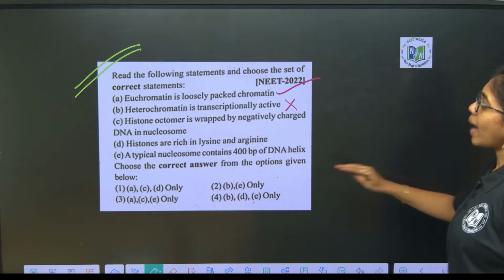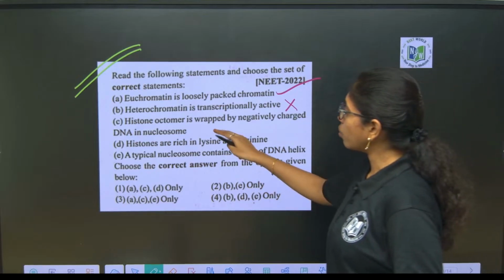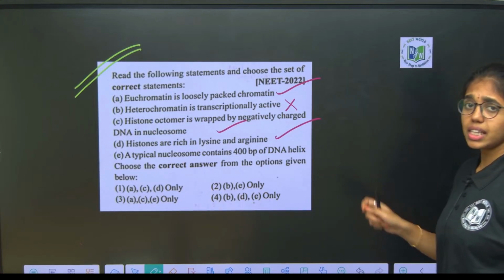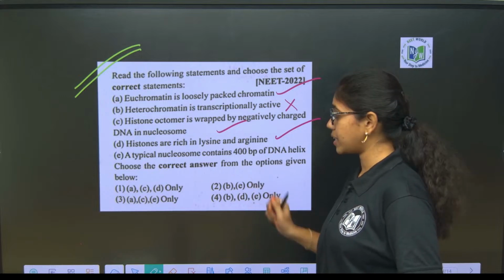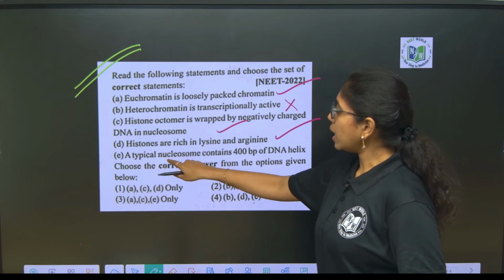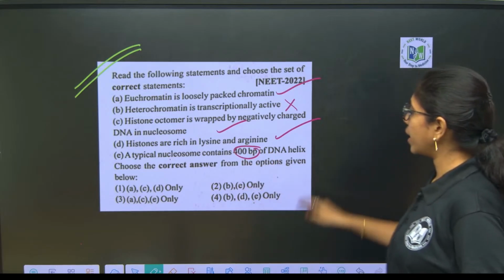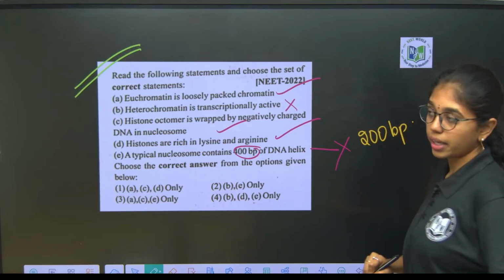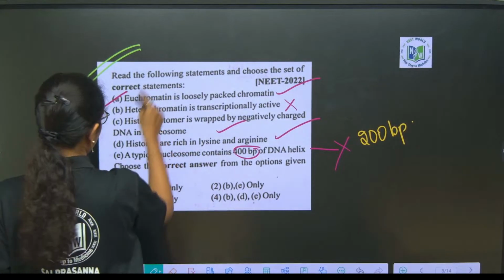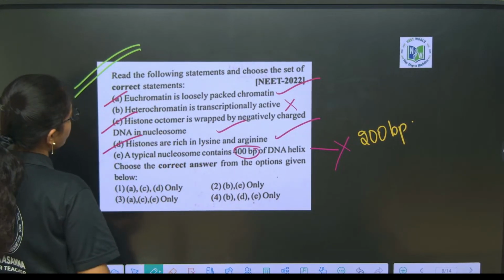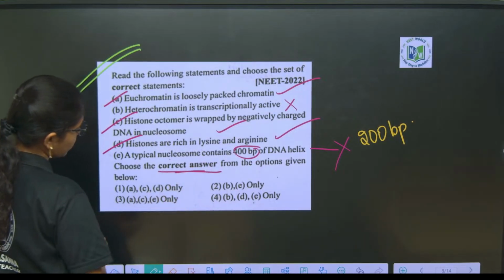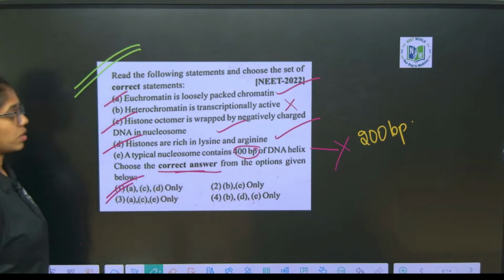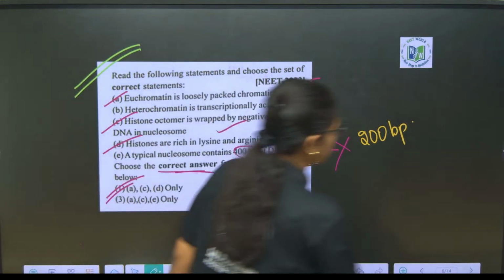Histone octamer is wrapped by negatively charged DNA in the nucleosome, true. Histones are rich in lysine and arginine, correct. That is the reason it is positively charged, because it has basic proteins. A typical nucleosome contains 400 base pairs of DNA? No, a typical nucleosome contains 200 base pairs of DNA. So here A is true, C is correct and D is correct. What is the correct set of statements? A, C and D. Option 1 will be the right answer. This question appeared in NEET 2022.